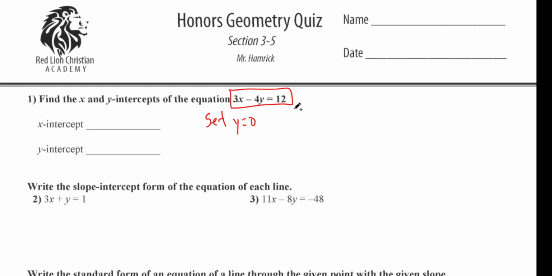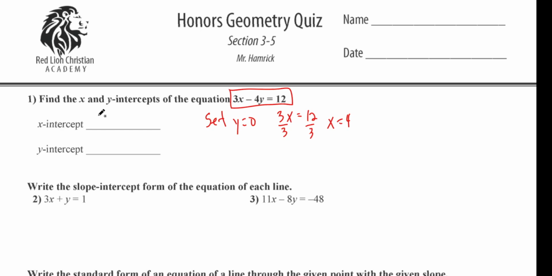So if this is 0, what do I have then? I got 3x equals 12. How do I get x by itself? Divide by 3. I saw somebody at some point subtract a 3. You can't subtract. What's the 3 doing to the x? It's multiplying. How do you get rid of something that's being multiplied? You divide. All right? So what's x equal to?